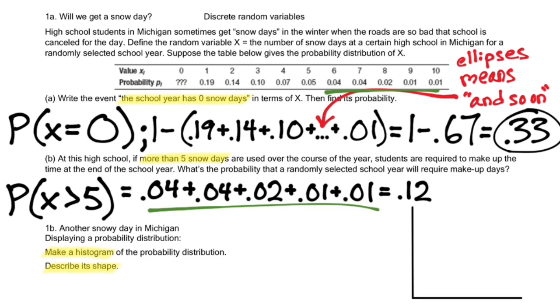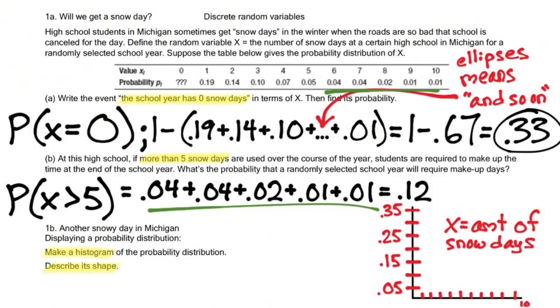Make a histogram of the probability distribution and then describe its shape. Making a histogram is very easy to do. You would start by looking for your lowest and highest probabilities. Since the event of 0 snow days carried a probability of 0.33, we would want the histogram to go up to a height that is at or more than 0.33, so I chose to use 0.35 right there.